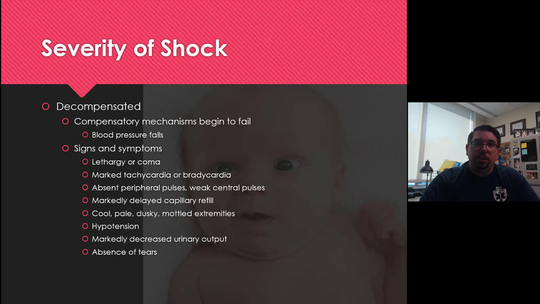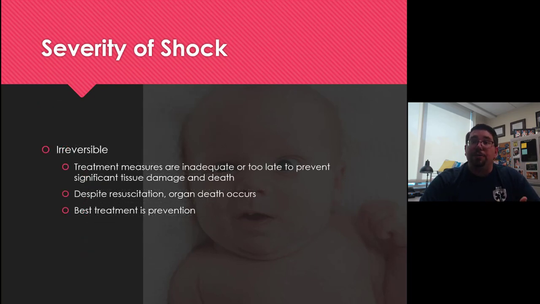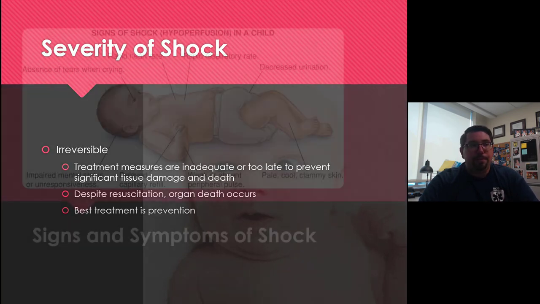So we've talked about early shock, decompensated shock, and now we have to talk about irreversible shock. Irreversible shock is where treatment measures are no longer adequate or too late to prevent significant tissue damage or death. Despite resuscitation efforts, organ death generally will occur. In order to hold off this irreversible level of shock, the best treatment is prevention. That means early recognition and early interventions.